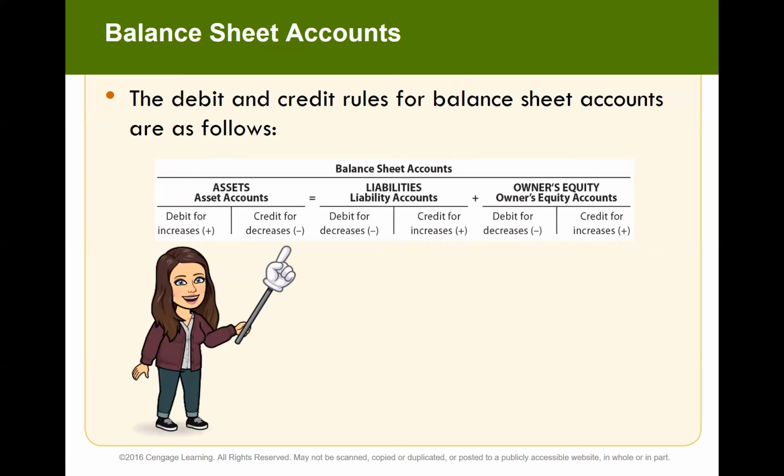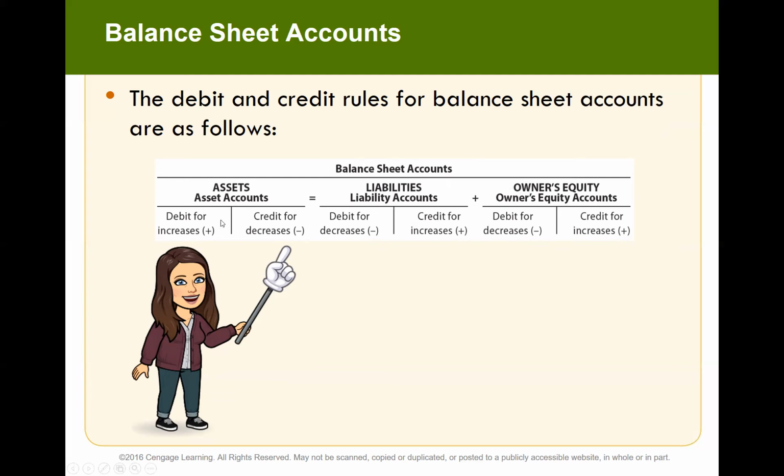Here's what I mean. The debit and credit rules for the balance sheet accounts are as follows. Your balance sheet accounts are the accounts that show up on a balance sheet, which are your assets, liabilities, and your owner's equity. Here we have it laid out in the accounting equation, basically how you would see it on the balance sheet. You have your assets, you have your liabilities, plus your owner's equity. Underneath each one, there's a T account. Always on the left is going to be your debit, and always on the right is going to be your credit. Depending on the type of account, whether it's an asset, liability, or owner's equity, will determine what increases what.